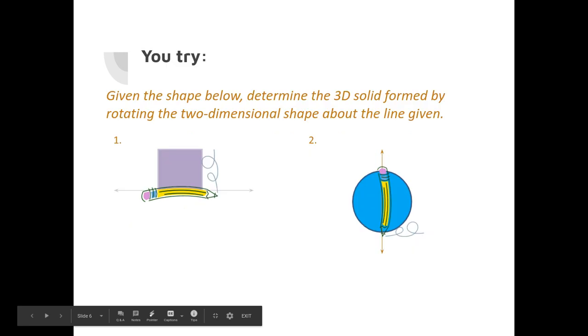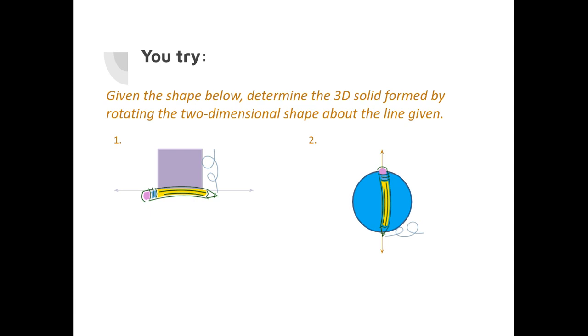Okay, now here are two for you to try. You're given the 2D figure. You're given the pencil, which again is acting as our rotational axis. So take a look and see if you can imagine the 3D shapes you would get.